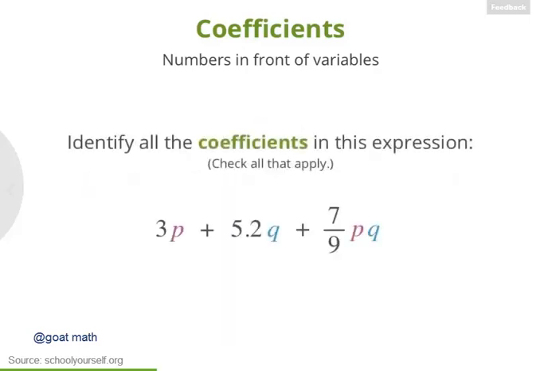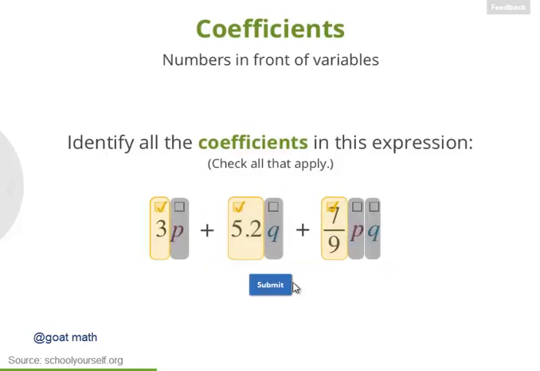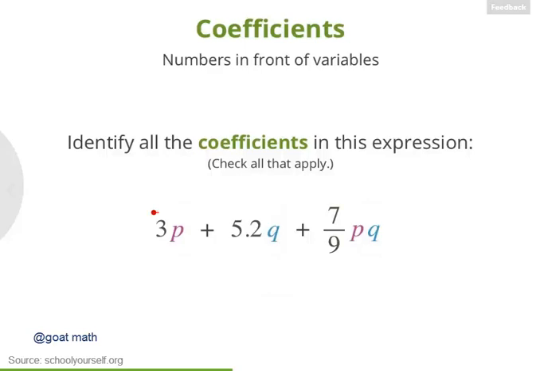Next, go ahead and identify all the coefficients in this expression. 3p plus 5.2q plus 7/9 pq. Nicely done. 3, 5.2, and 7/9 are the coefficients here.